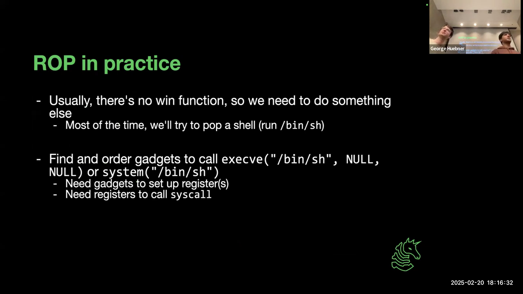So for ROP in practice, there's usually no win function. Even if it accepts a parameter, that's usually not a thing. So most of the time what we want to do is pop a shell, or basically run bin sh on the computer that's running the program.